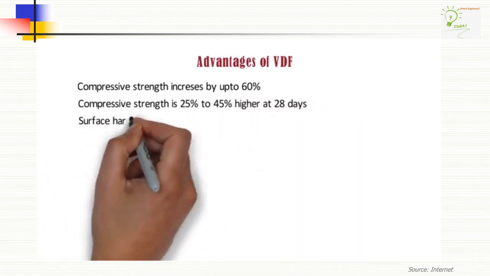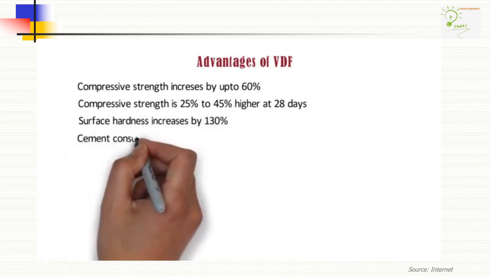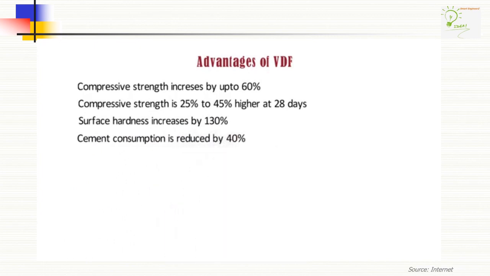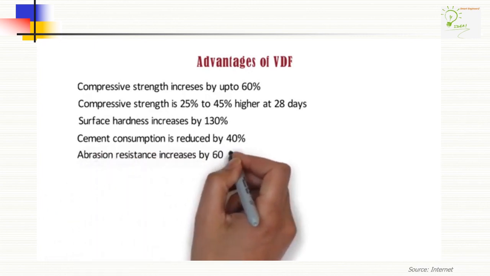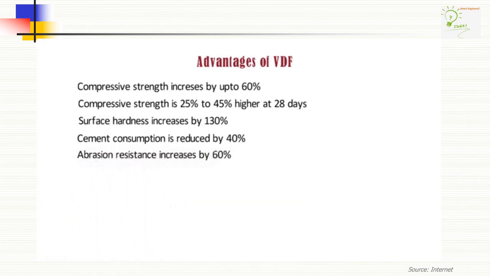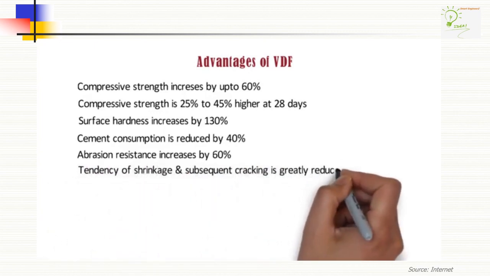The surface hardness of VDF slab increases by 130%. Cement consumption is reduced by 40% as no cement is required separately for finishing or final touch-up. Abrasion resistance of concrete increases by 60%. By lowering the water-cement ratio, the tendency of shrinkage and subsequent cracking is greatly reduced.